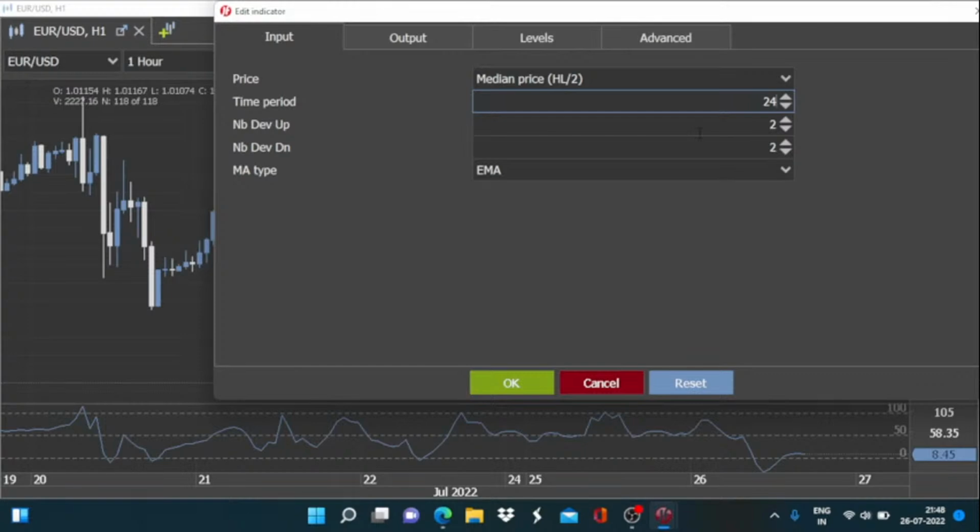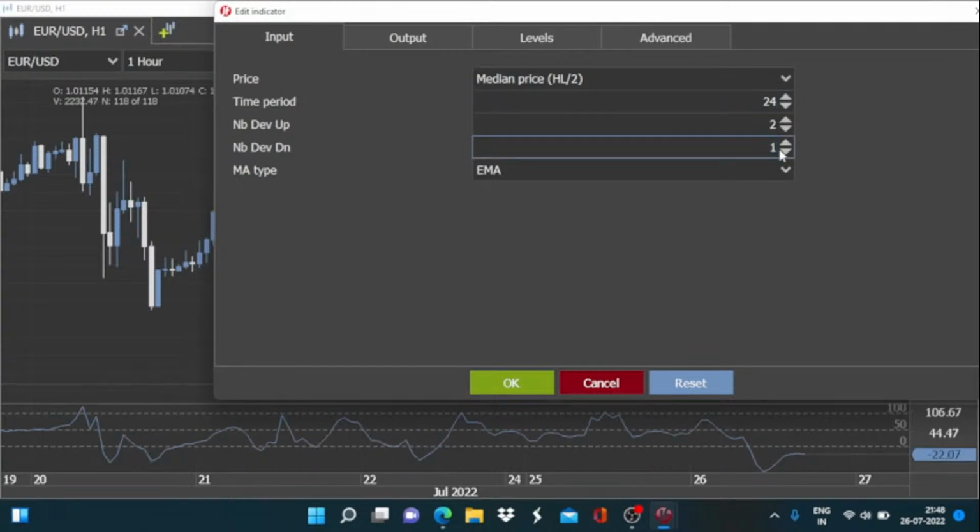But here we can give different combinations. We can have the standard deviation of 2 on the upper side and standard deviation of 1 on the lower side. So we have these two different parameters on these lines. Then we get this moving average type. I will first restore it back to the default setup.